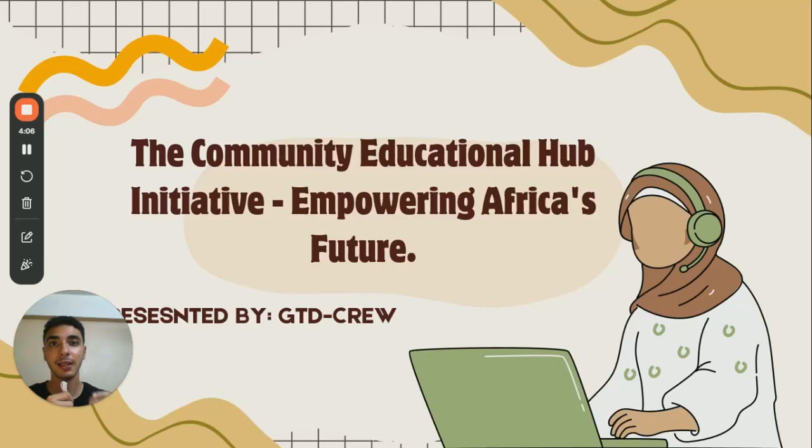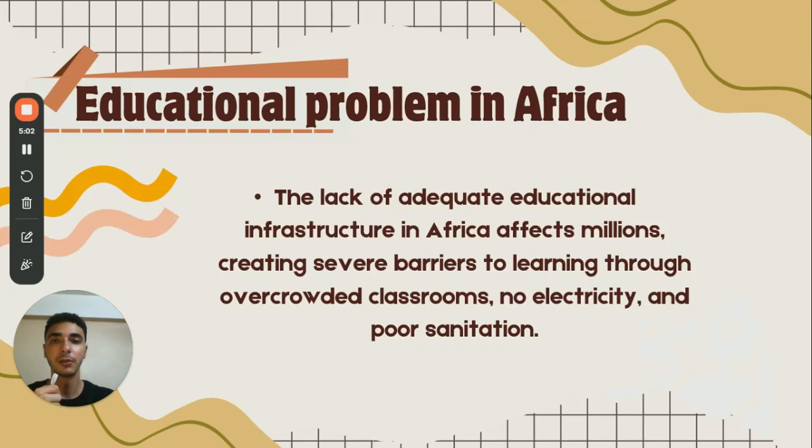Today we're going to discuss our problem statement about infrastructure in Africa, especially education. We come with an appropriate and creative solution: the educational hubs. First, the educational problem in Africa.